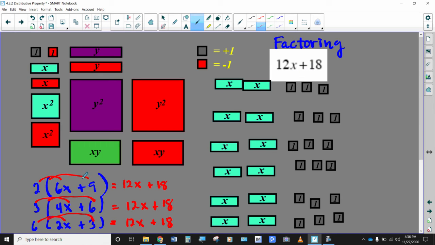I guess not really. You just need to rewrite it. I mean, there might be a time where if you want to take this problem, 12x plus 18, and divide it by 3, then you'd want to rewrite this as 3 times 4x plus 6. And then when you divide it by 3, you can cancel out the 3 on the top and the 3 on the bottom, and your answer ends up being 4x plus 6. So that's the direction we're going with this.